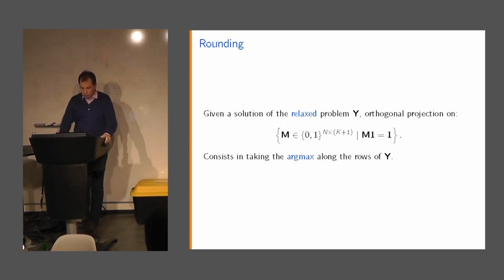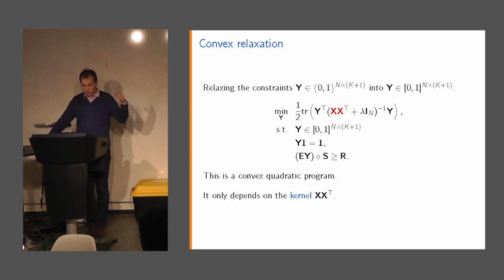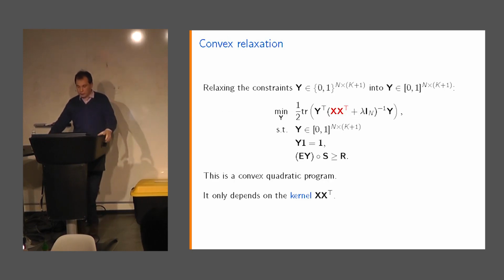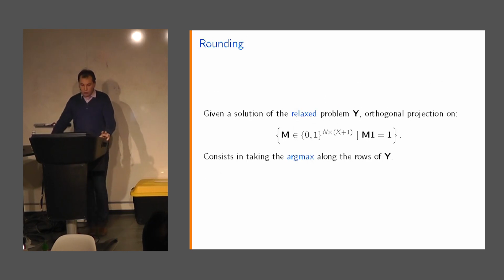Okay, so of course, since we've relaxed the problem, the solution we'll obtain is not an integer solution. And so one solution to obtain an integer solution is actually to take the orthogonal projection of the matrix Y star, the optimal solution of the relaxed problem, onto the set of indicator matrices.